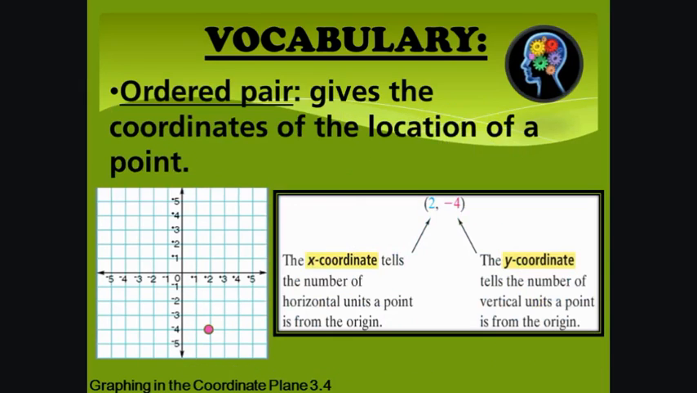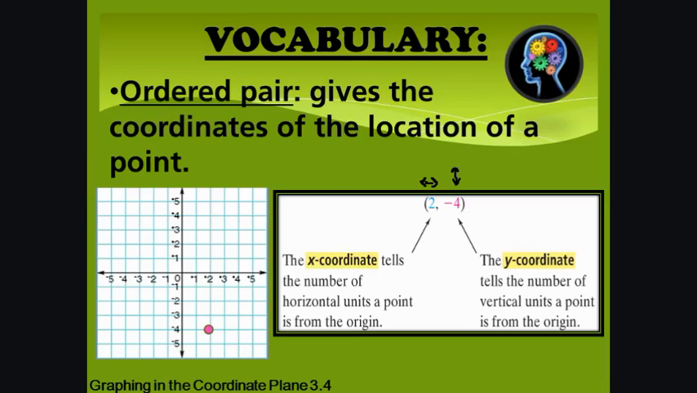Next, what we need to know is that an ordered pair gives the coordinates of a location of a point. Now, the x-coordinate, so it's our first coordinate in our ordered pair, tells the number of units a point is from the origin on the x-axis, so moving left or right, depending on if it's positive or negative. And then from there, we go to our y-coordinate, which tells us the number of vertical units a point is from the origin. So we're either going up or down, depending on if it's positive or negative as well.